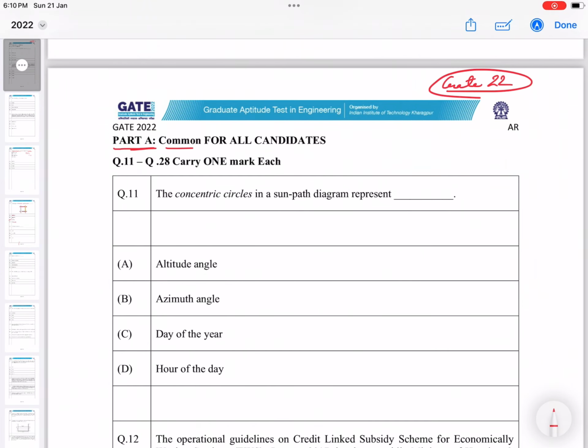So first, in Part A, common for all candidates, we have questions numbered 1 to 10, which carry 1 mark each. So question number 1: the concentric circles in a sun path diagram represent?